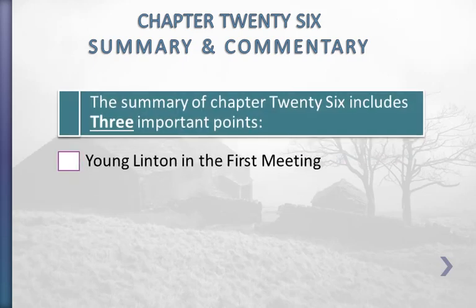Well, in the summary and commentary of chapter 26, we have three important points. The first point is about young Linton and the first meeting with Kathy. At the time of the first scheduled meeting on the moors, Linton is not at the agreed upon spot. Rather, he is quite close to Wuthering Heights.